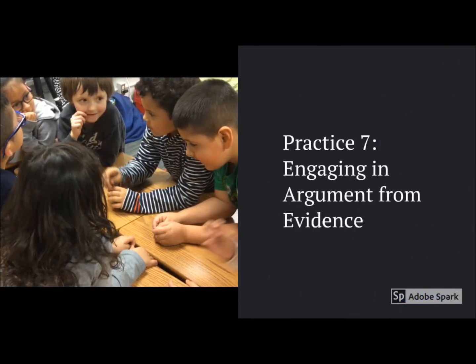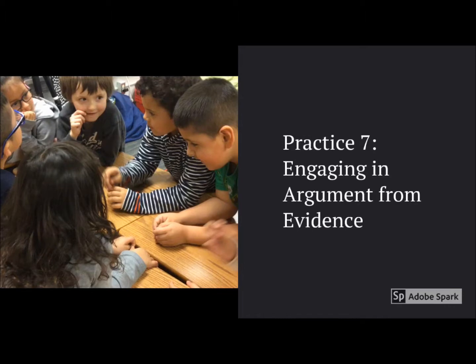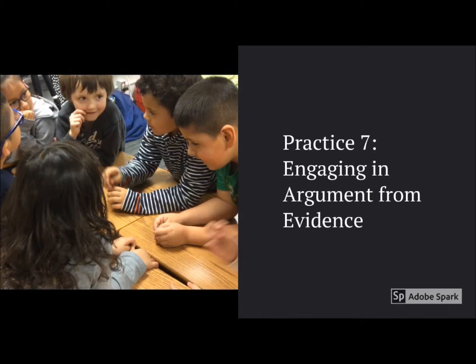Practice 7 is engaging in argument from evidence. Argumentation is a process for reaching agreements about explanations and design solutions. In science, reasoning and argument based on evidence are essential in identifying the best explanation for a natural phenomenon. But in engineering, reasoning and argument are needed to identify the best solution to a design problem.